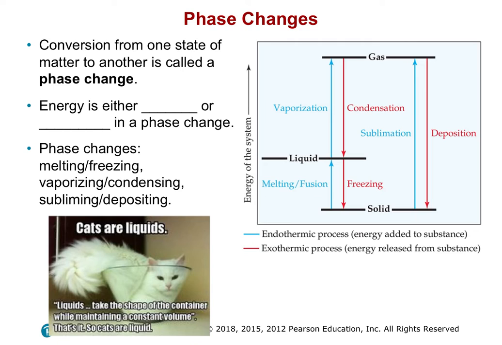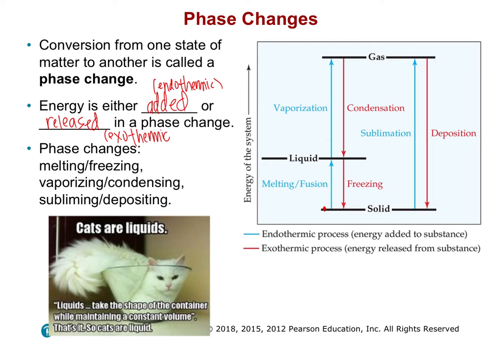When we go from one phase to another, that's called a phase change. To do a phase change, you either have to add energy or energy will be released. When we add energy, that's an endothermic process, and releasing energy is exothermic. We can see all of these blue lines where we're going from low energy to high energy. Those are the endothermic processes, and the reverse is exothermic.